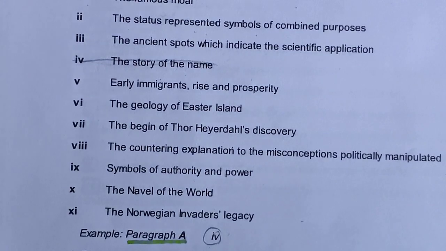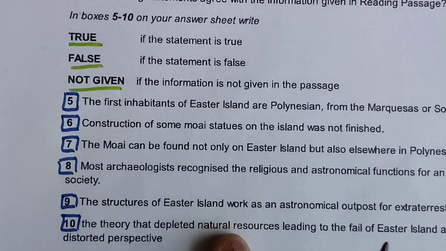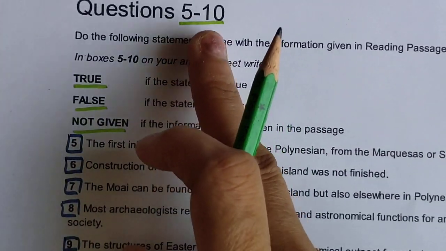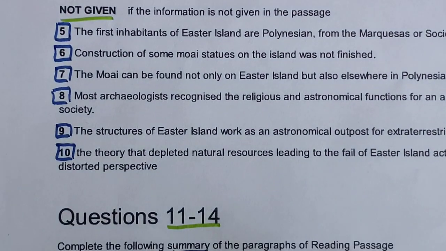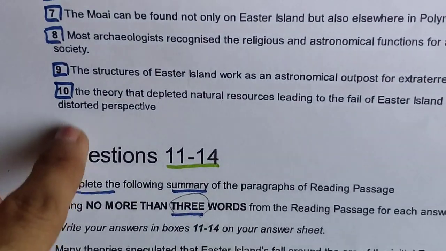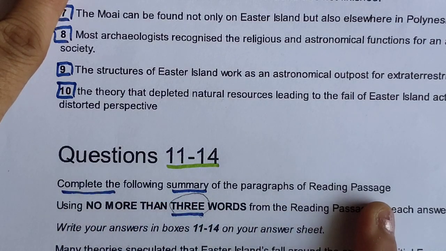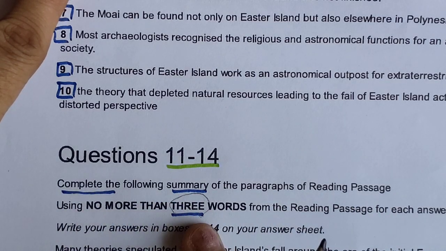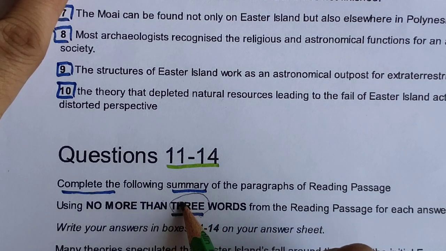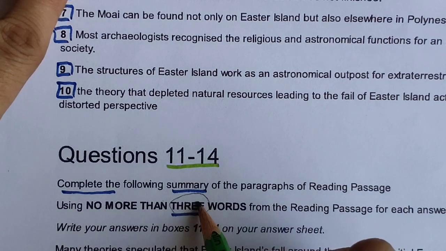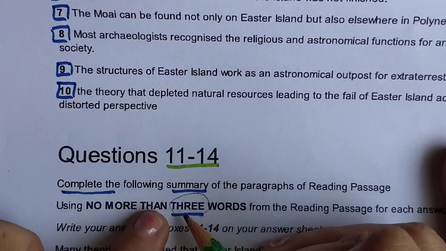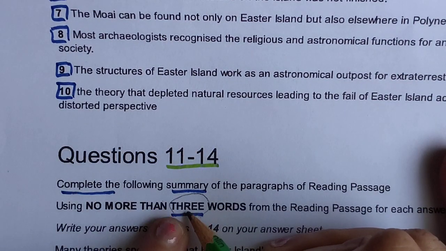Now coming to the second type of question. The second type is true, false, not given, for questions 5 to 10. Next, questions 11 to 12: complete the following summary of the paragraphs of the reading passage. You can use up to 3 words. It means you can use 1 word, 2 words, or 3 words, and it is definite that there will be 1 blank with 3 numbers.